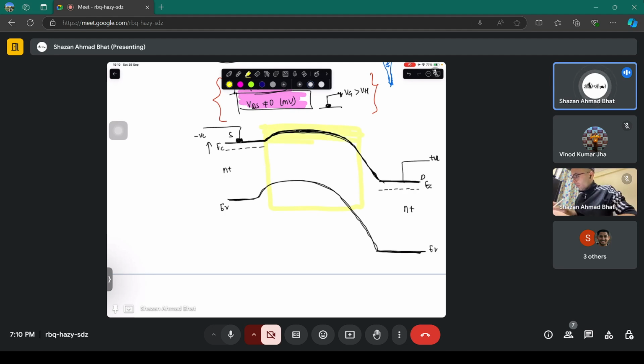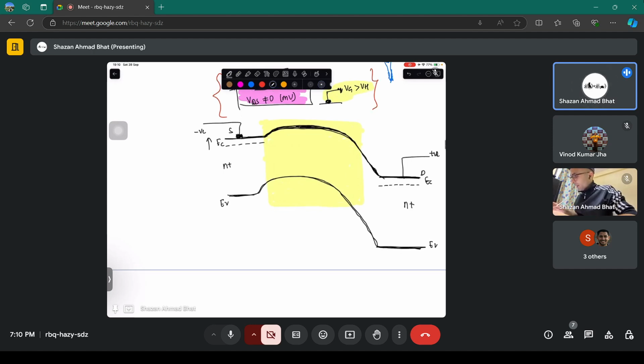And this region is the region of interest. This is the P region, which you have inverted because of application of gate voltage greater than threshold voltage. This region, earlier it was P type, but now you have converted into N type.